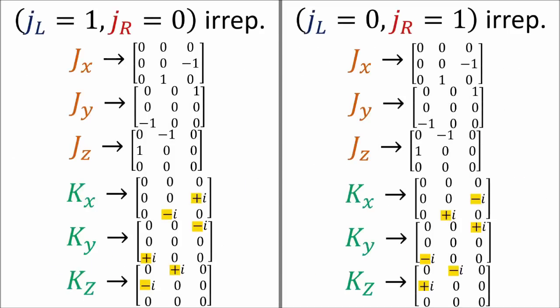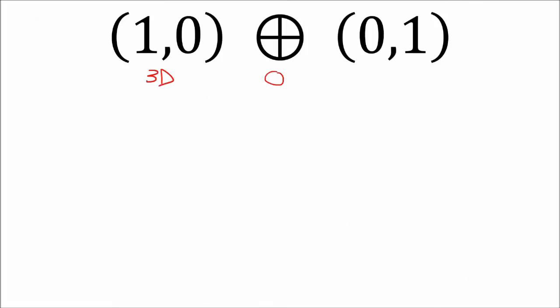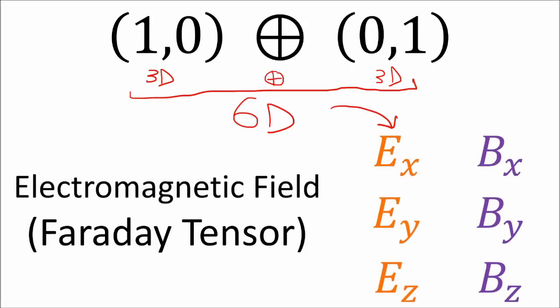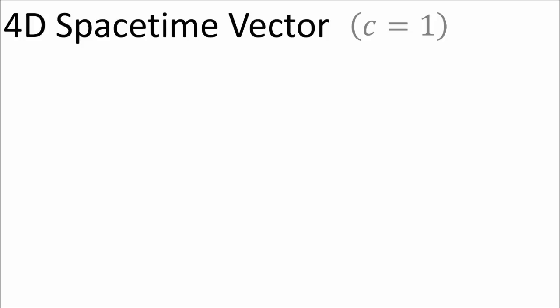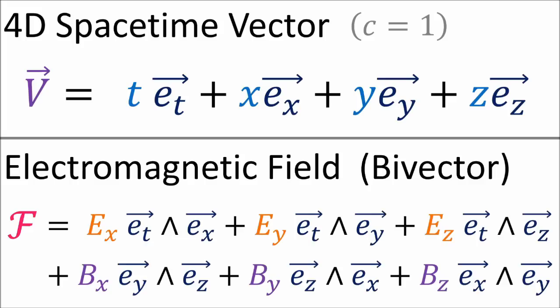The 6 Lie algebra generators are 3x3 matrices, and they can be exponentiated into these 3x3 Lie group matrices. But what do these correspond to physically? Well, if we combine the two representations together using the direct sum, we get a 6-dimensional representation, which transforms the 6 components of the electromagnetic field, also called the Faraday tensor. Vectors in 4D spacetime have 4 components, but the electromagnetic field has 6 components. This is because the electromagnetic field is not a vector, it's a bivector.